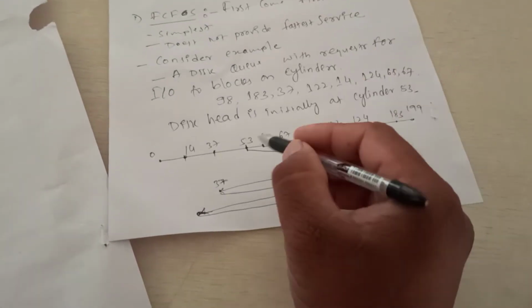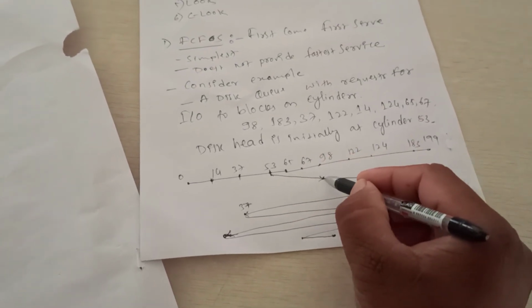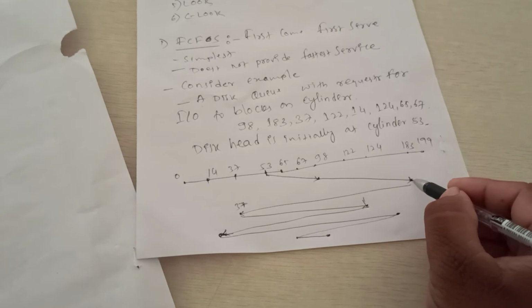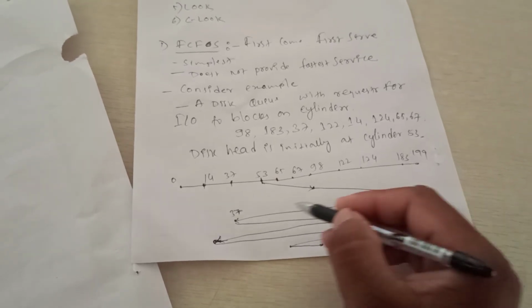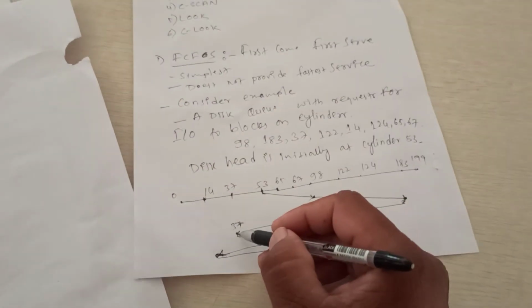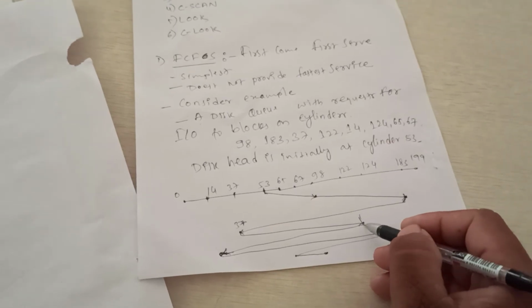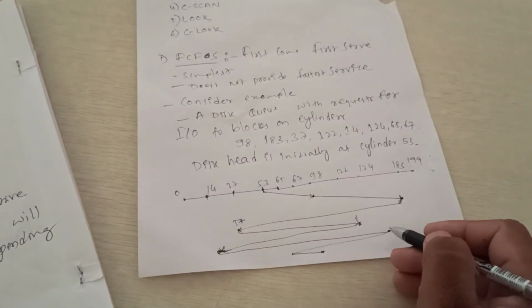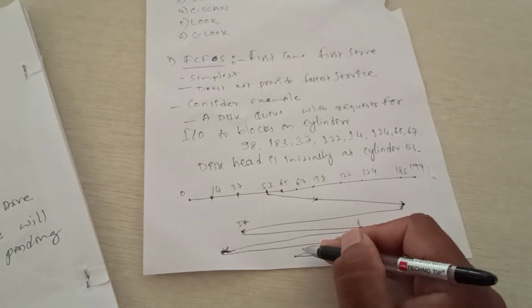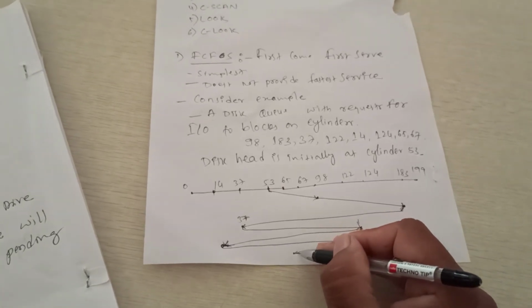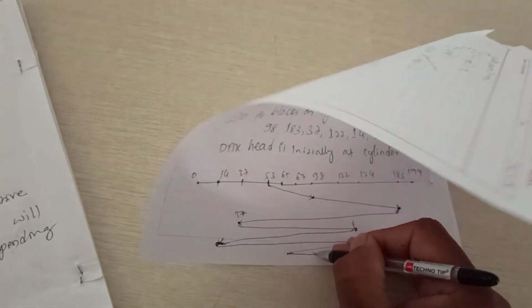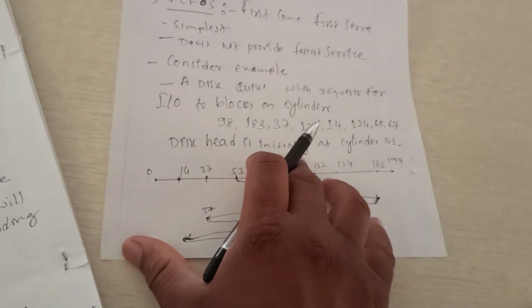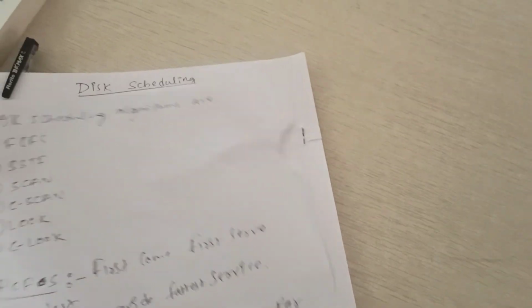So once again I will repeat here. From 53 it will move to 98, from 98 to 183, from 183 to 37, from 37 to 122, from 122 to 14, and then 124, and then 65, and lastly we are servicing the last request that has arrived, that is 67. So in this fashion we are servicing all the requests here.